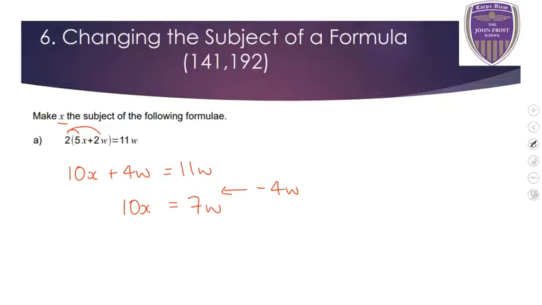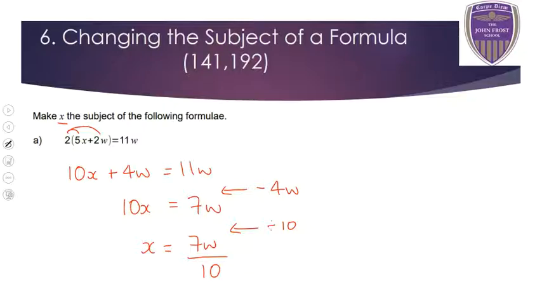And then we don't want 10x to be the subject, we just want x to be the subject. So to get rid of the 10, remember 10x means times by 10, so we would divide by 10 instead. So we would end up with x equals, and then we want to do 7w divided by 10. So remember to use a fraction, isn't it? So 7w on top, 10 on the bottom. So x equals 7w over 10.